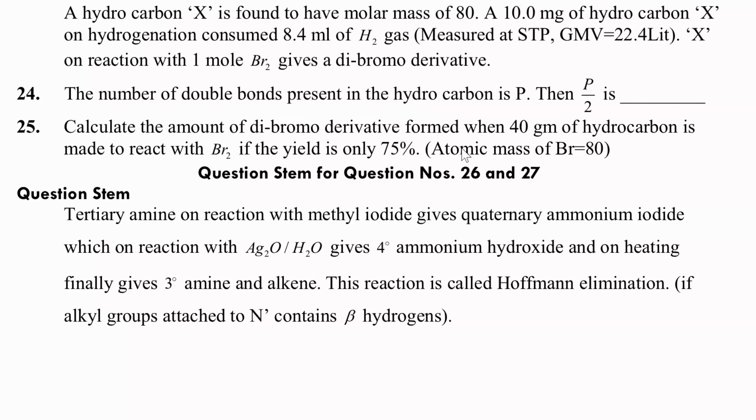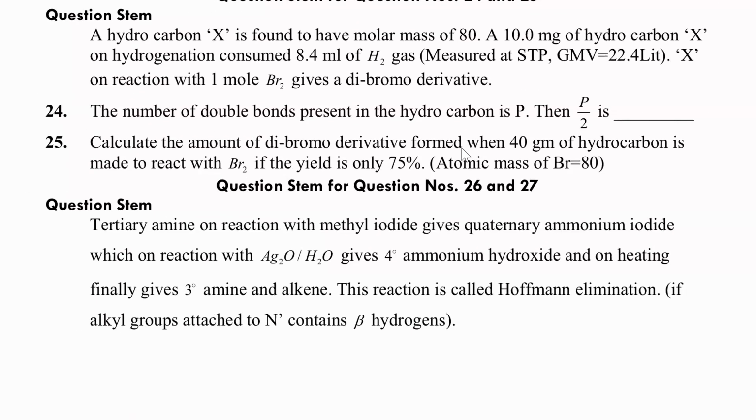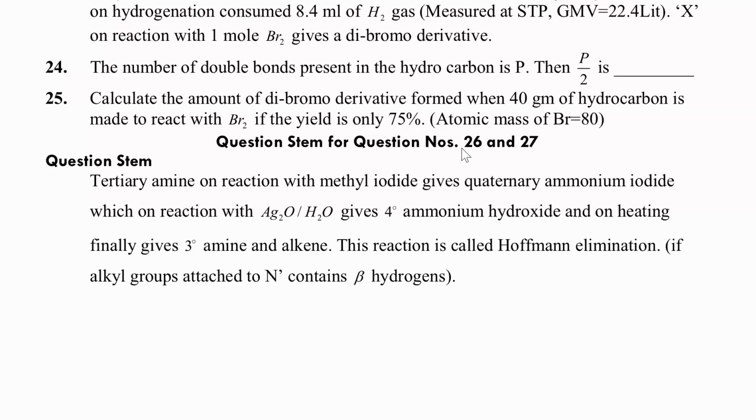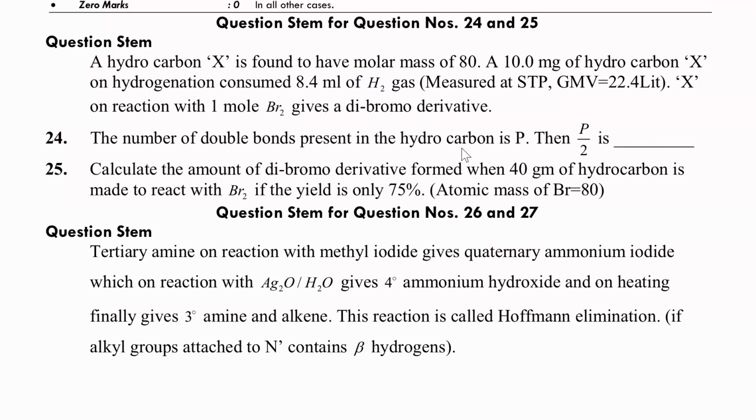Okay. So you can start with the basic pi bonds here, correct? So the first thing asked is the number of double bonds present in hydrocarbon P. Okay. Sorry, one second. Where is P here? I think it must have been X. That was slightly mistaken there. So hydrocarbon X is found to have a molar mass of this much.